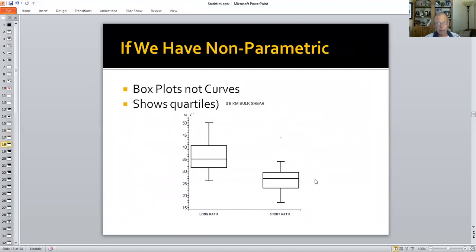These are box plots. I'm sure you've seen them. These are not like the curves, though, that we looked at before. These guys are showing quartiles: 0, 25, 50, 75, and 100. All right, so the question is, does this line intersect this area here? And in this particular case, it does not. So the non-parametric analysis would say there is going to be a significant difference.